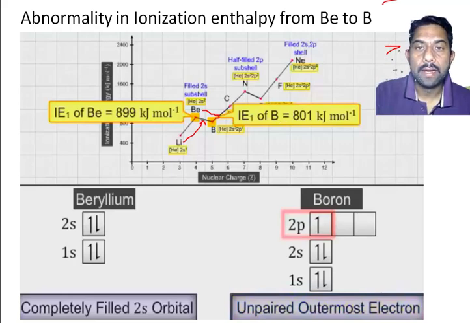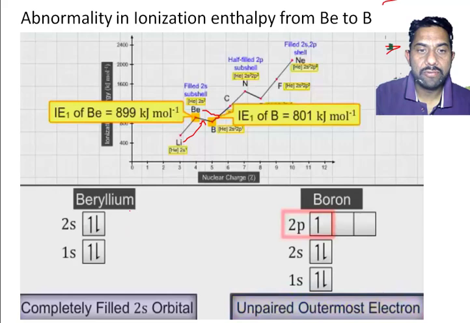And then for boron it's 801 kilojoule per mole, which is lesser, and it should be more. So the reason is the electronic configuration. On the basis of electronic configuration, we can explain this anomalous behavior.